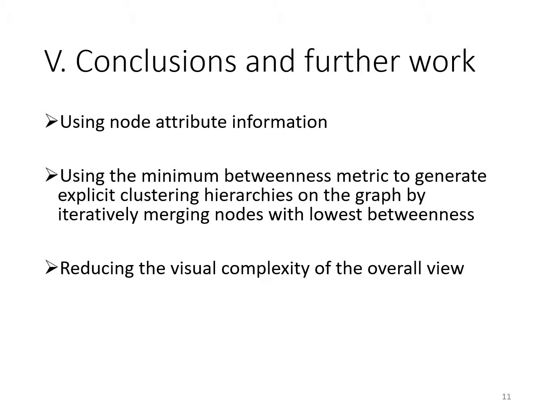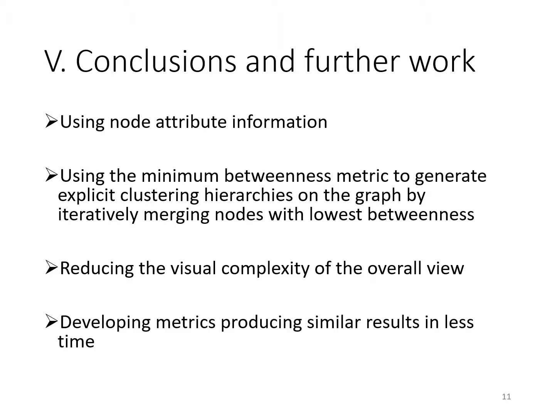A number of important areas for improvement still remain. One involves the visual representation of the arcs we use to indicate inter-cluster connections. The visual complexity of the overall view might be reduced if we can group arcs that roughly point in the same direction. Finally, as the betweenness matrix is a global graph metric, it is therefore expensive to compute. So other possible metrics that might produce similar results in less time are needed.